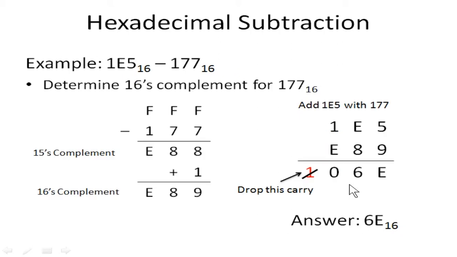Next you are going to see hexadecimal subtraction. Here you can see an example: 1E5 base 16 minus 177 base 16. You have already seen octal subtraction. You remember octal subtraction from the previous video.